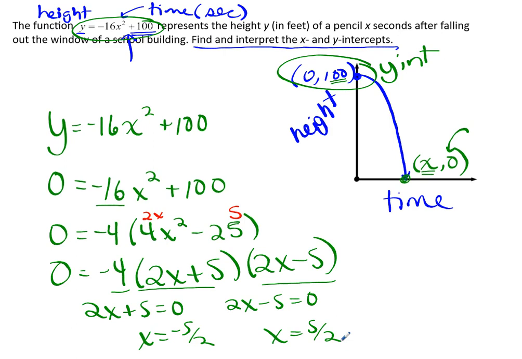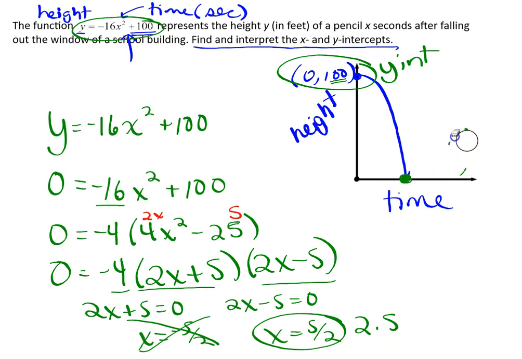I want to look at those two numbers. Which one fits with this point? Well, I know that that value for time is positive, so that's this value. We don't want a negative value for time. An improper fraction doesn't make a lot of sense for seconds, so we're going to say 2.5. So this ordered pair is not just x, 0. Now we know exactly what it is. It is 2.5, 0.